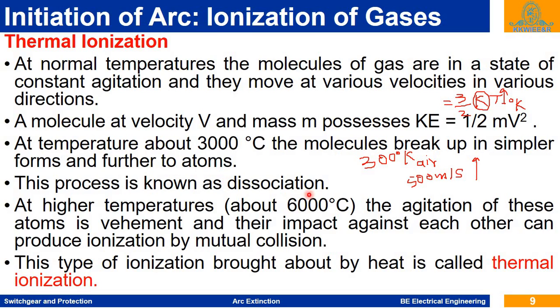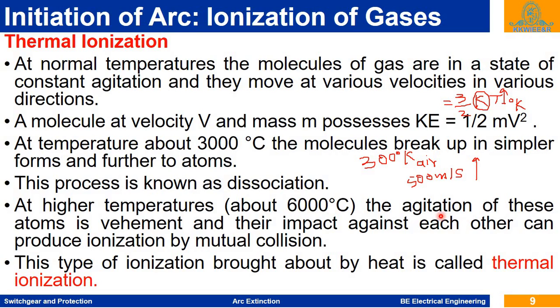This is called dissociation. And at higher temperature, about 6000 degrees centigrade, the agitation of these atoms is vehement and their impact against each other can produce ionization by mutual collision. It means they are showing very strong agitation at this higher temperature.